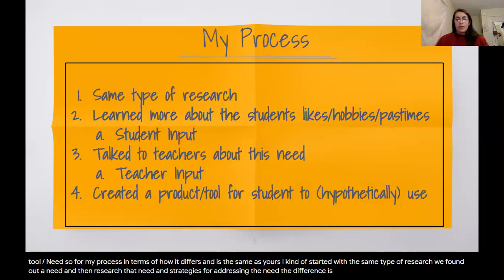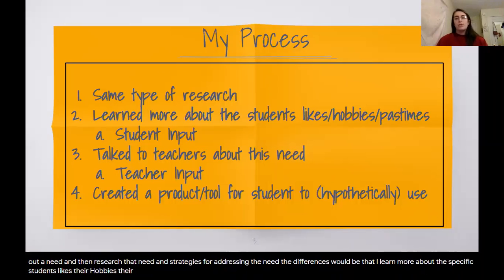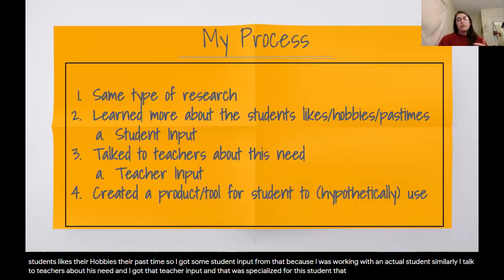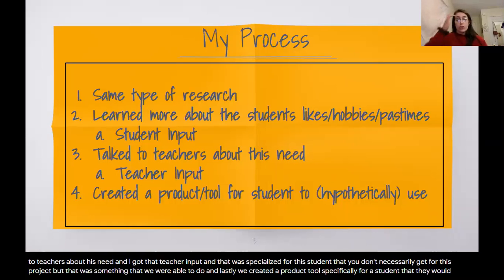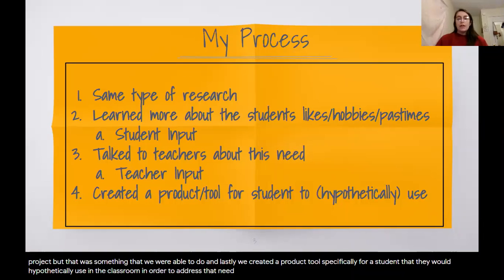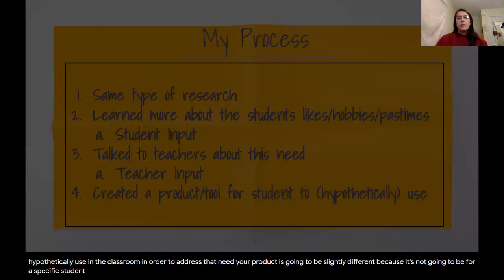The differences would be that I learned more about the specific student's likes, their hobbies, their pastimes. So I got some student input because I was working with an actual student. Similarly, I talked to teachers about his need and I got teacher input that was specialized for this student, that you don't necessarily get for this project, but that was something that we were able to do. And lastly, we created a product tool specifically for a student that they would hypothetically use in the classroom in order to address that need. Your product is going to be slightly different because it's not going to be for a specific student.